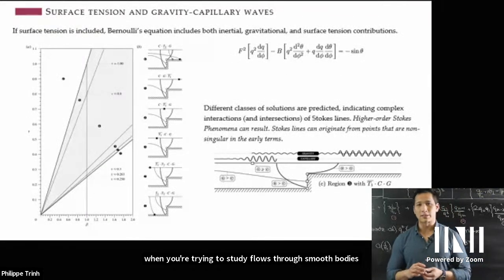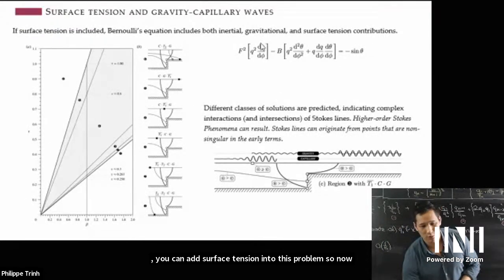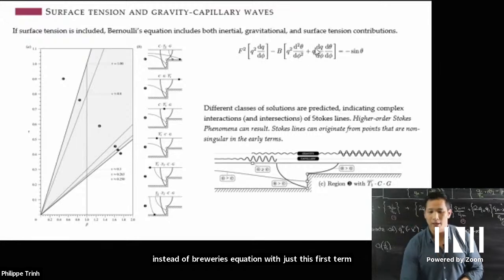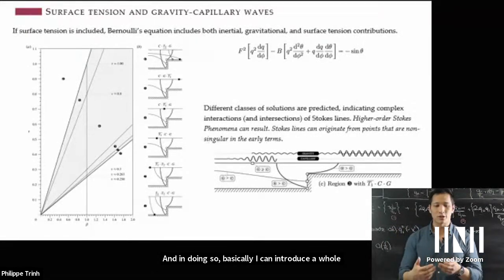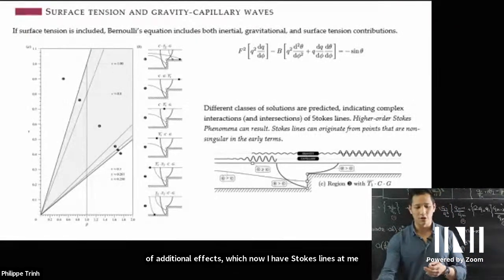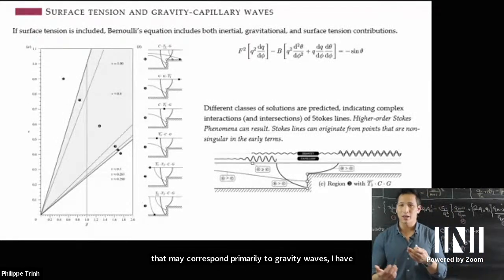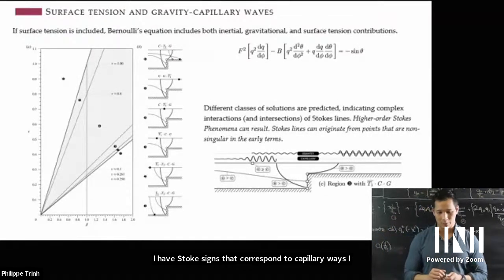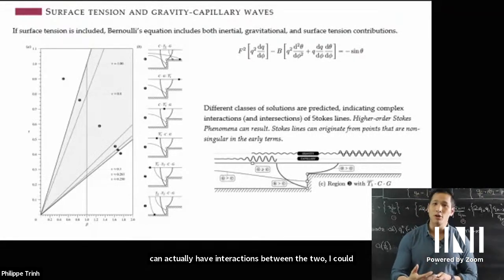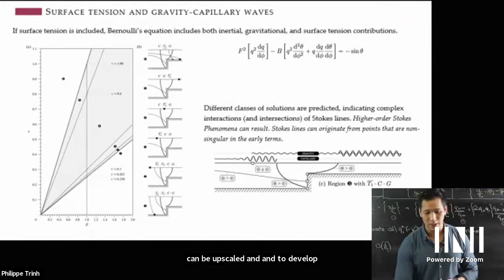You can also make this problem a little bit more difficult. You can add surface tension into this problem. So now instead of Bernoulli's equation with just this first term involving the Froude number, I can add surface tension into the mix. And in doing so, basically I can introduce a whole range of additional effects, which now I have Stokes lines that may correspond primarily to gravity waves. I have Stokes lines that correspond to capillary waves. I can actually have interactions between the two. I can have intersecting Stokes lines. This is a complicated problem that we still don't fully understand, but it kind of shows you how this analysis can be upscaled and to develop some really interesting and intricate mathematics.